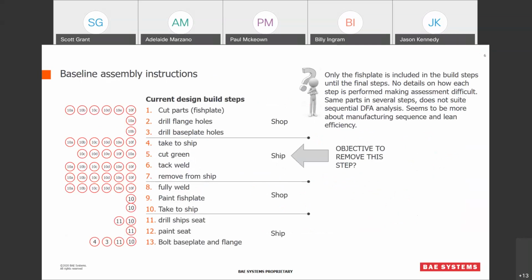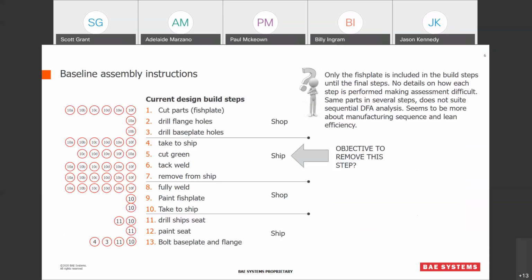So what we also did was look at the process and try to match it to the material. Current design build steps: we've got the cut plate, which is the fish plate. Then we drill the flange holes, and then the base plate holes. This is done in the shop. Then on the ship, step 4 is take it to the ship, and step 5, cut the green material off. Then we tack weld it, and step 7 is remove it from the ship. Then we go back to the shop, fully weld it, paint the fish plate, and take it back to the ship.